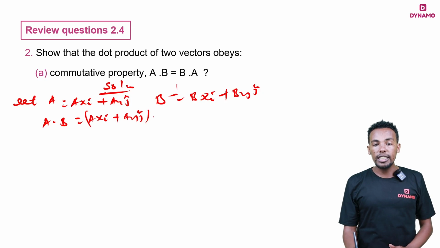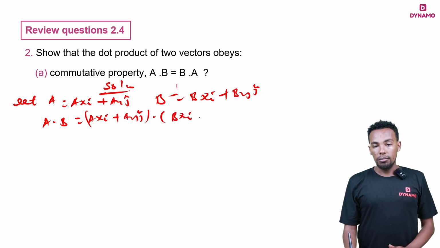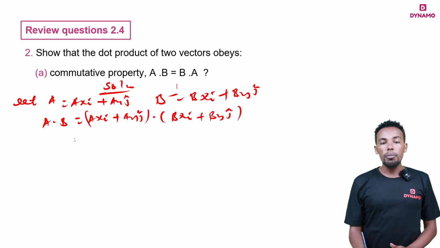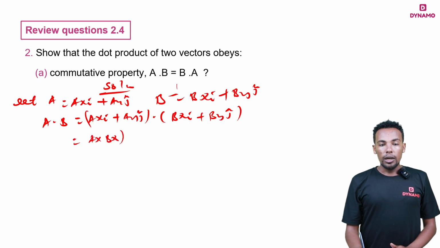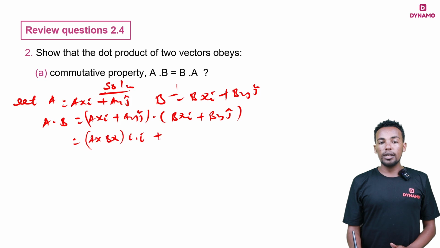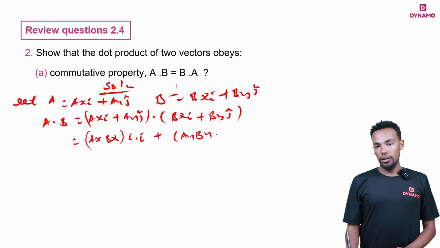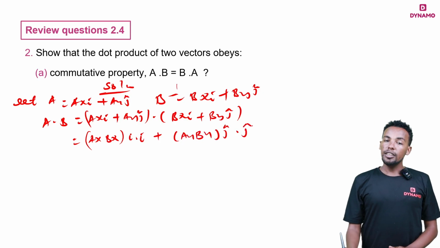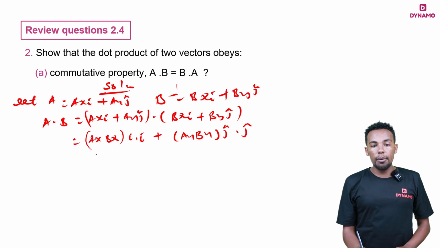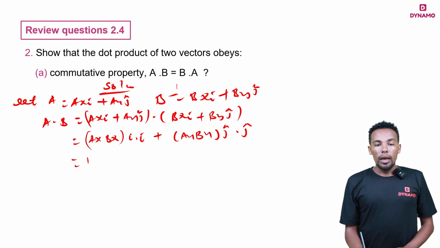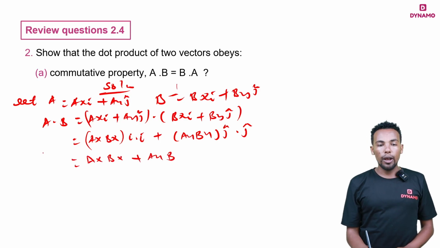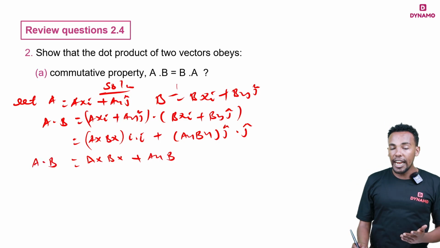BXI plus BYJ. Yoo goone maal ta'a kun? AX BX ta'a, I dot with I plus AY BY, J dot with J. Amma asitti AX BX plus AY BY kun maal? A dot B dha.